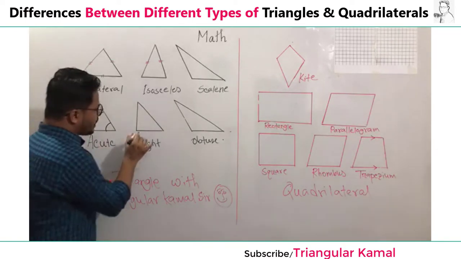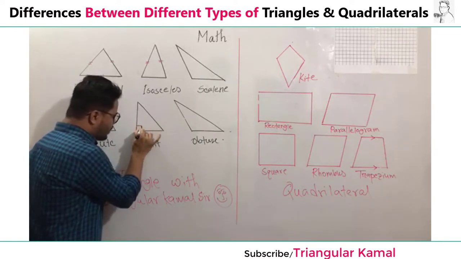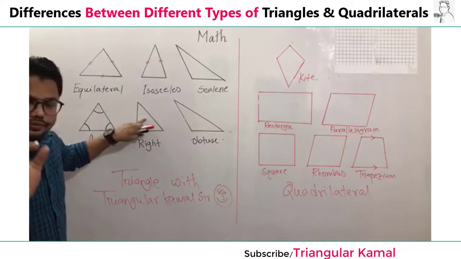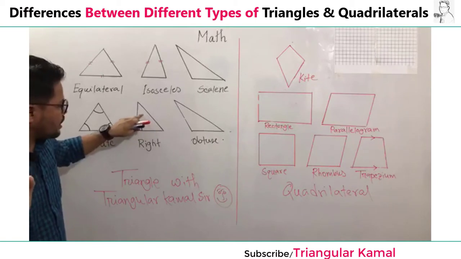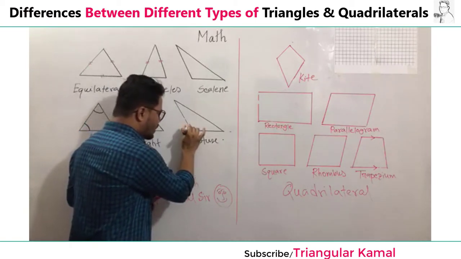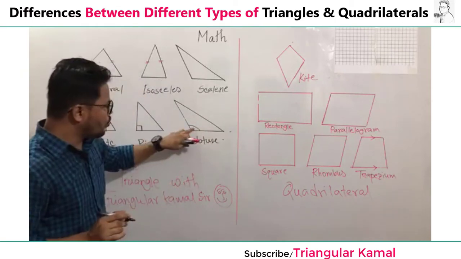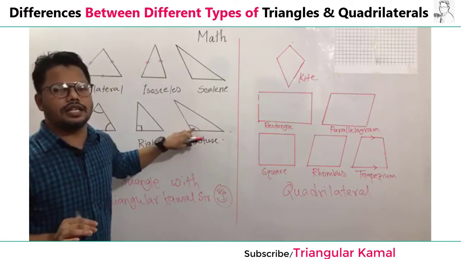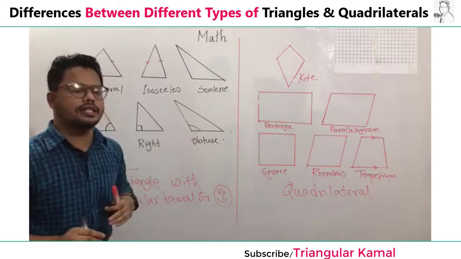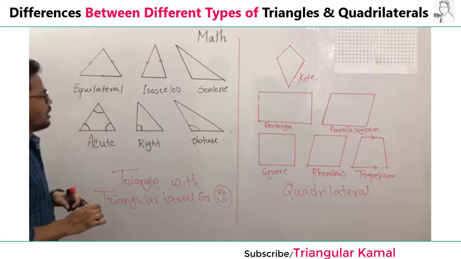And in a right angle triangle, one angle is a right angle, and this is the symbol of a right angle. One angle is a right angle, that's why this is called a right angle triangle. And an obtuse angle triangle indicates that one angle is greater than 90 degrees. If one angle is greater than 90 degrees, then the triangle is called an obtuse angle triangle.